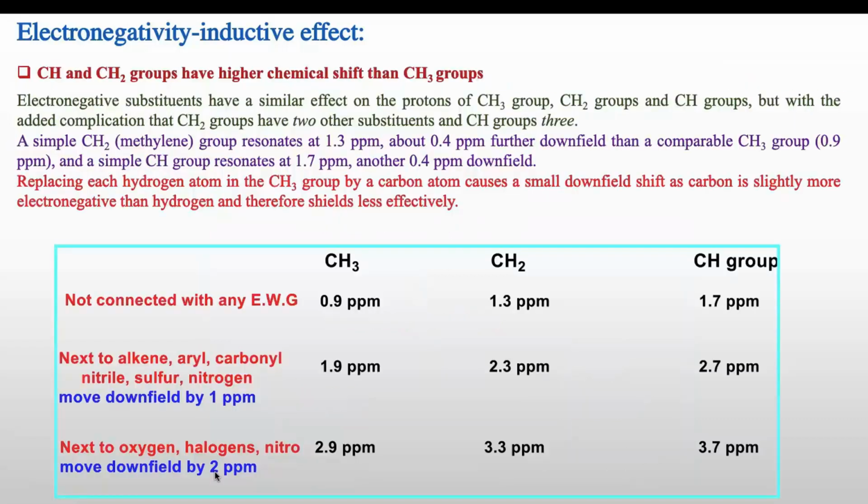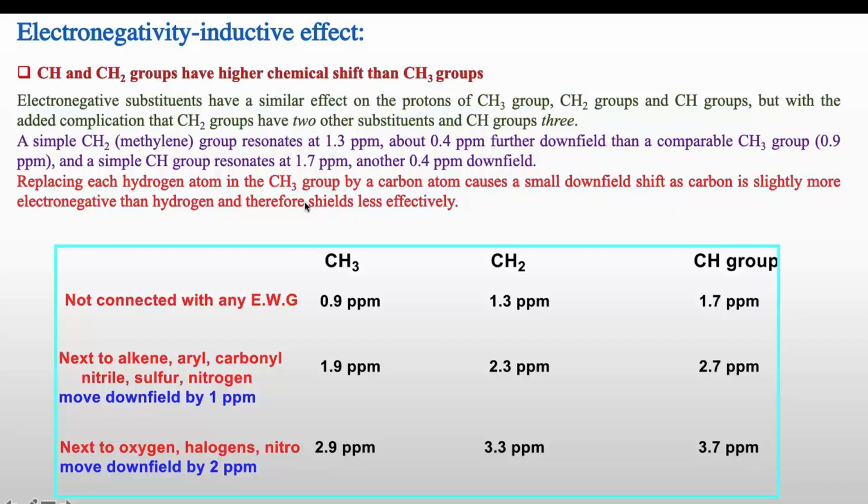Now what if there is no electronegative atom or group, and the CH is connected to another carbon? That will also make a change in the chemical shift value of the CH proton. Electronegative substituents have a similar effect on the protons of CH3, CH2 and CH groups, but with the added complication that a CH2 group has 2 other substituents and a CH group has 3 other substituents. So a simple CH2 group resonates at 1.3 ppm, about 0.4 ppm further downfield than a comparable CH3 group, which comes around 1 ppm. And a simple CH group resonates at 1.7 ppm, another 0.4 ppm downfield.